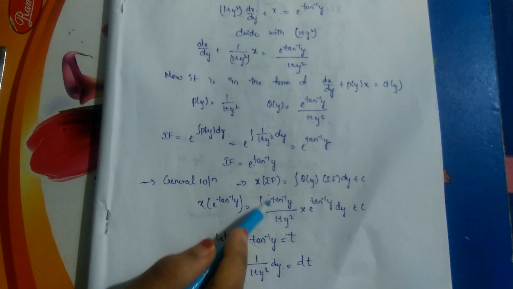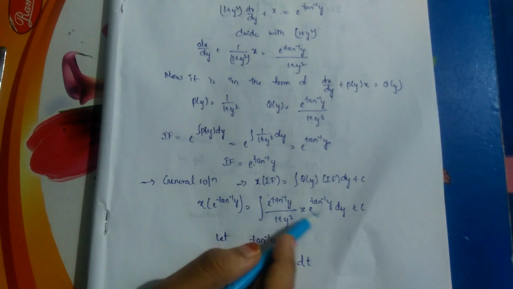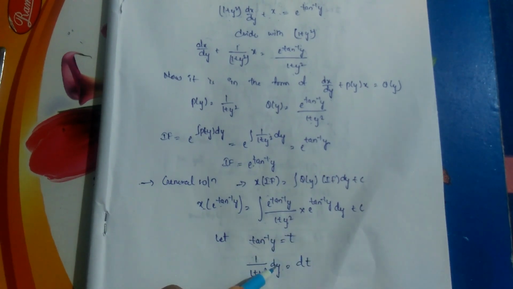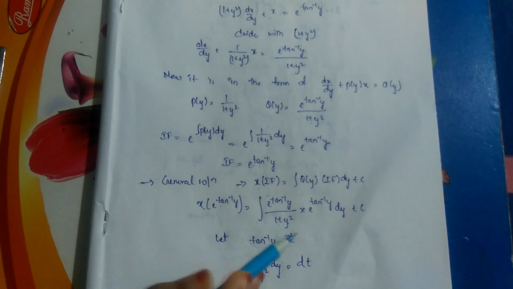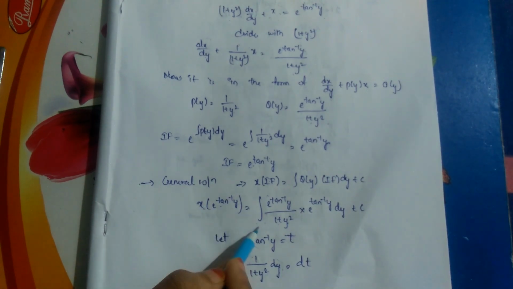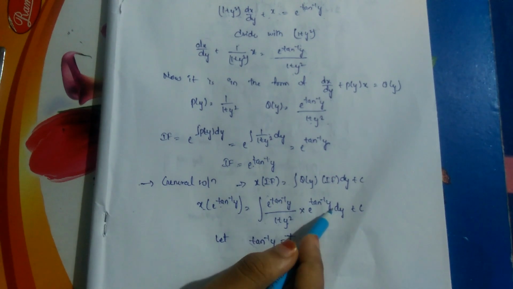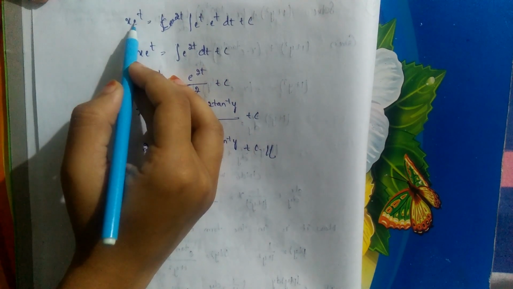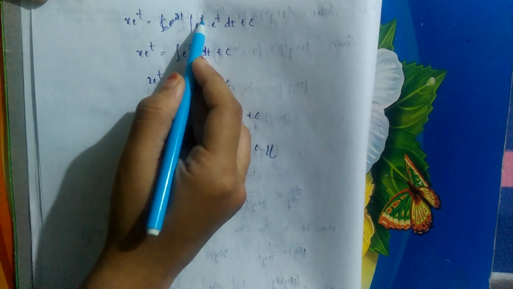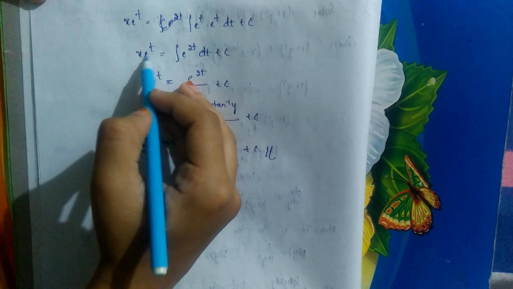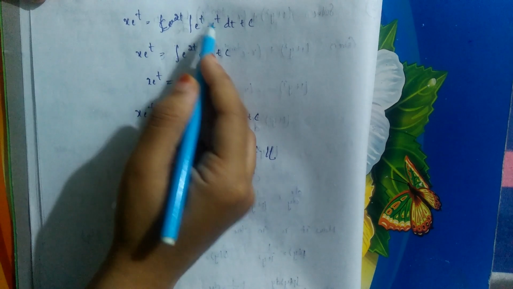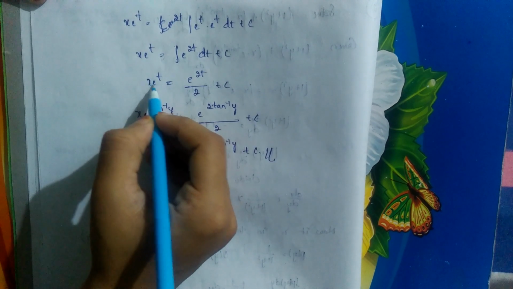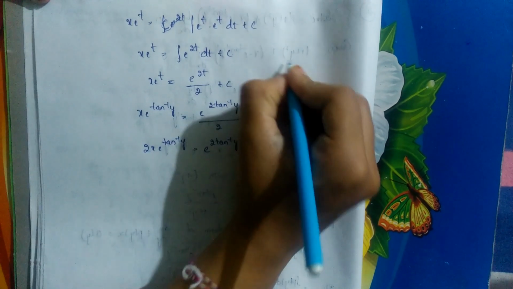Then we get x·e^t, because tan⁻¹y is t. So x·e^t equals the integration of e^t·e^t, and here 1/(1 + y²)dy can be written as dt. Finally we get x·e^t = ∫e^t·e^t dt + c. So x·e^t equals ∫e^(2t) dt + c, since e^t times e^t is e^(2t).